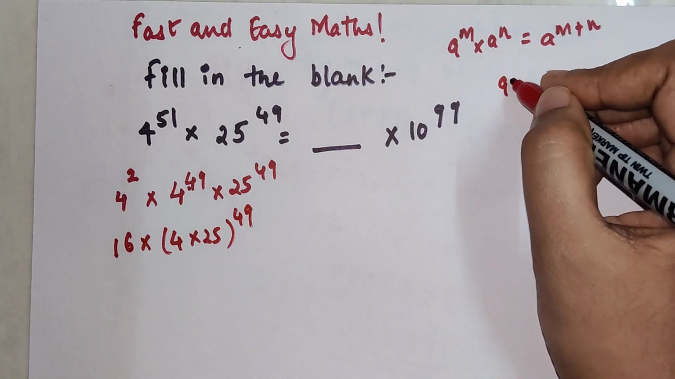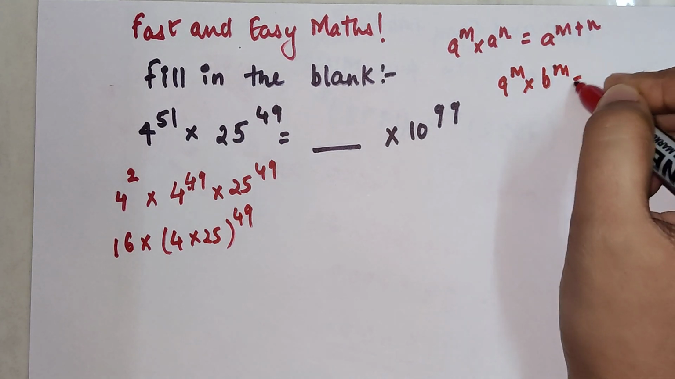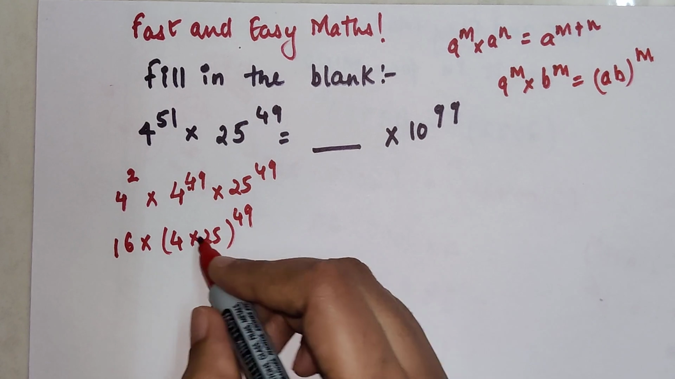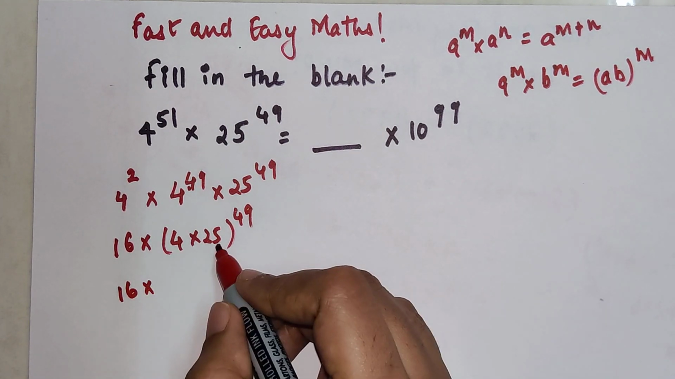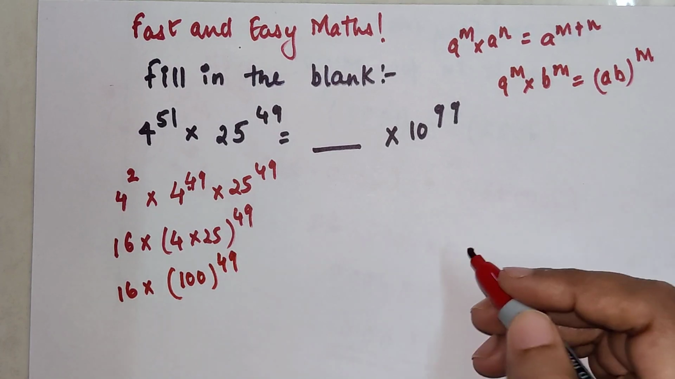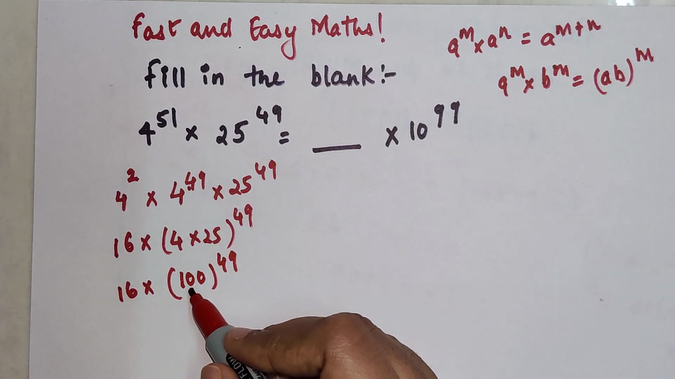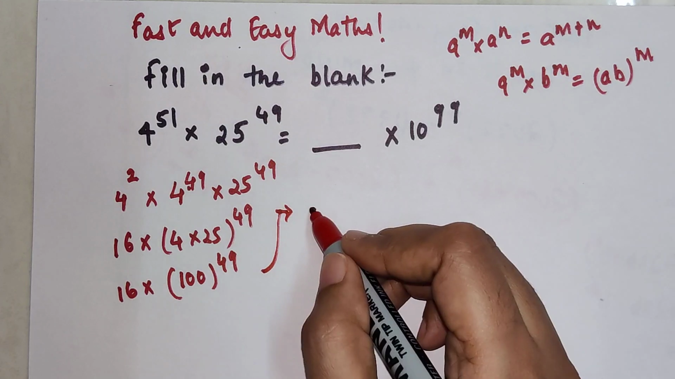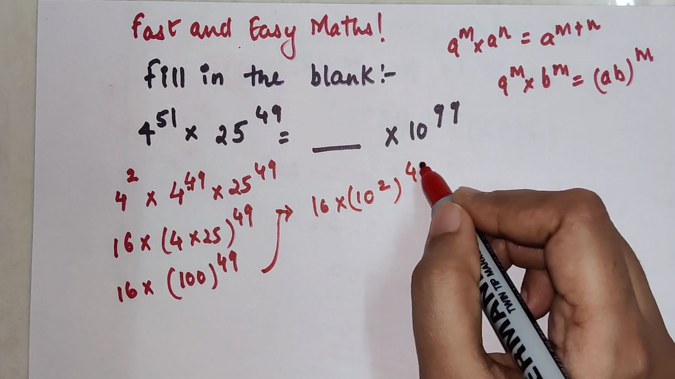Why? Because a raised to m into b raised to m can be written as what? ab the whole raised to m. Okay, so now we are having 16 into 4 into 25, which is what? 100 the whole raised to 49. Now the problem over here is we have 10. So instead of this 100 we can write this in terms of 10. So which will now become 16 into 10 square the whole raised to 49.